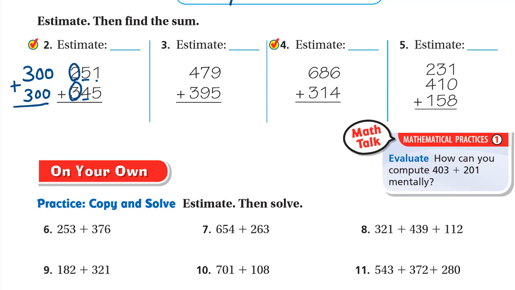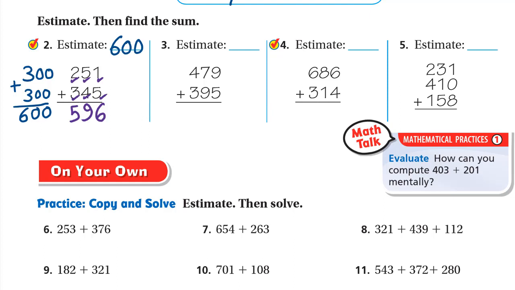So here 300 plus 300 is 0 plus 0 is 0. 0 plus 0 is 0. 3 plus 3 is 6. So our estimate is 600. Now let's find the sum. 1 plus 5 is 6. 5 plus 4 is 9. 2 plus 3 is 5. So it's 596, which is close to the estimate. So our answer is reasonable.